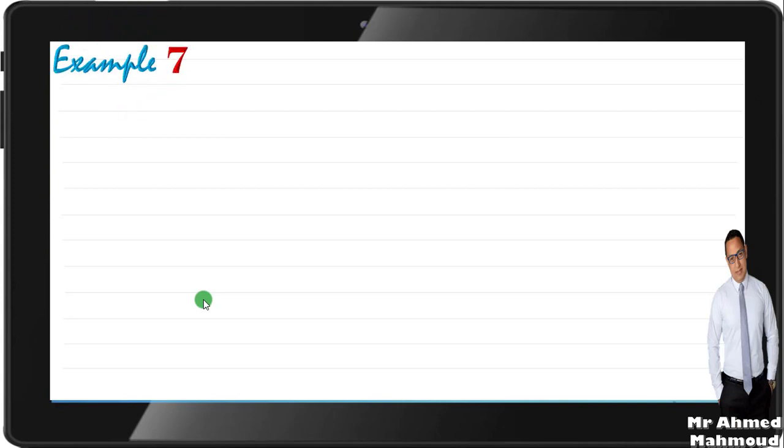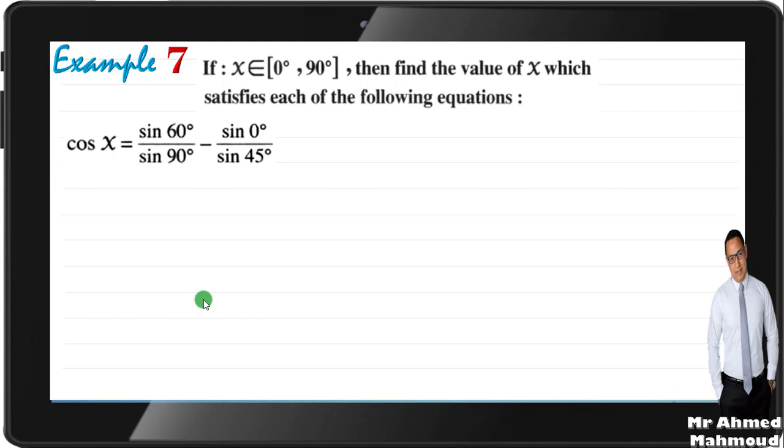Example 7. If x is from 0 to 90, that means x belongs to the first quadrant. Again, x belongs to the first quadrant. Then find the value of x which satisfies the following equation: cosine x equals, as we see.